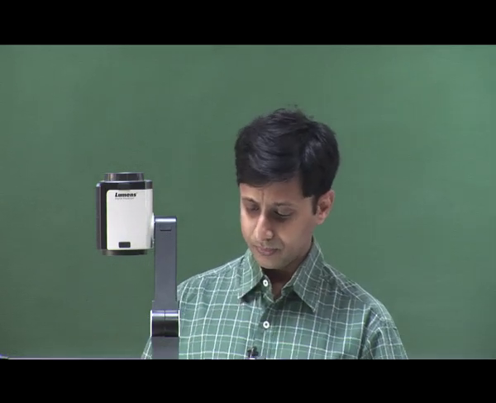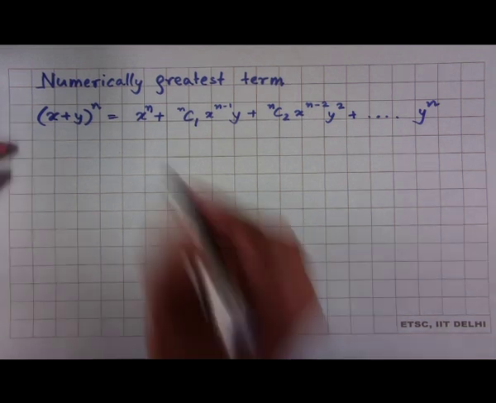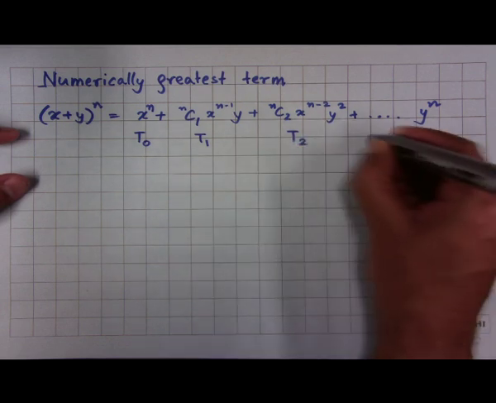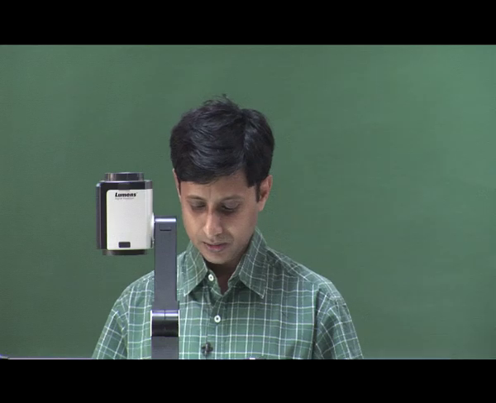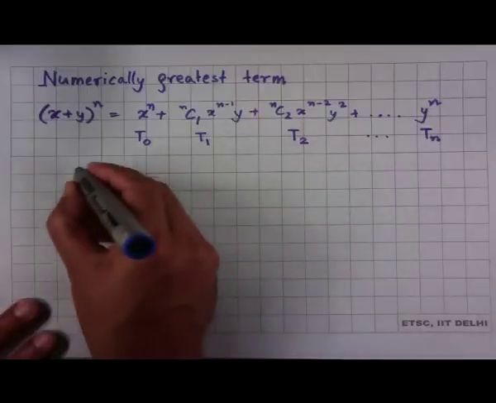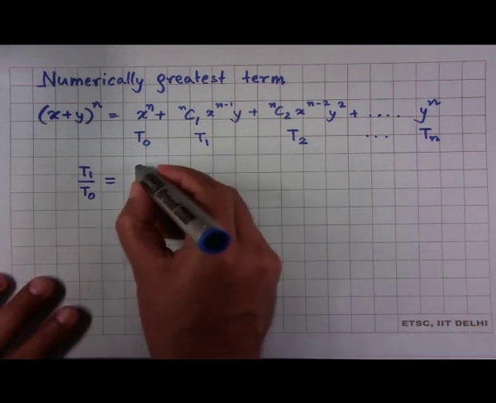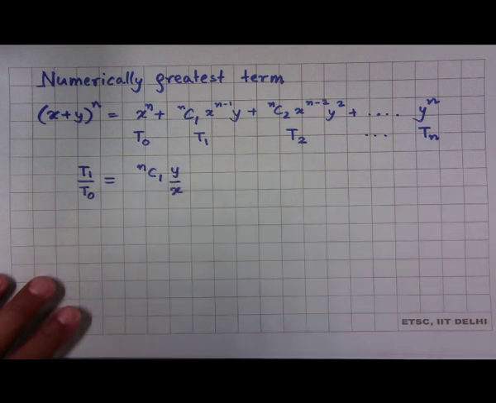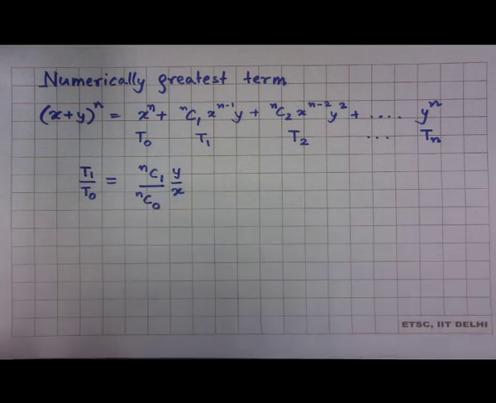Okay. So, think about it. Every term is related to the previous term. So, if I call this T 0, T 1, T 2 all the way till T n, you can set up a relationship between any term and its previous term. So, for example, T 1 by T 0 is equal to N C 1 y by x. Okay. So, I will write it as N C 1 by N C 0 times y by x.